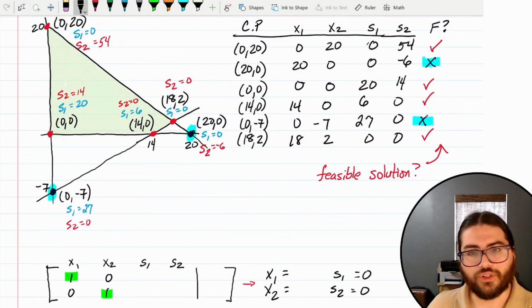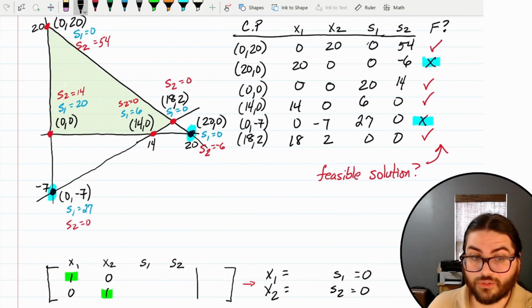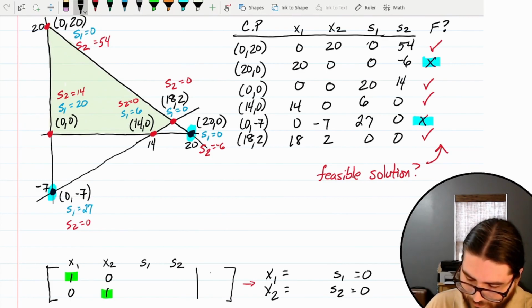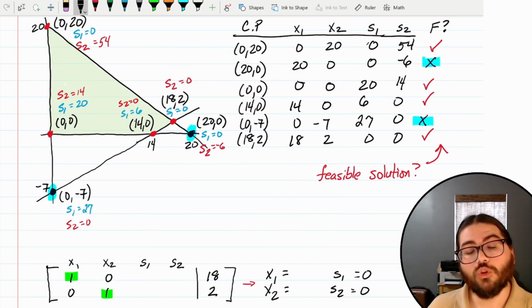Oh, I'm sorry. That'd be exactly the opposite around. X1 and X2 are allowed to be not 0. S1 and S2 are forced to be 0. So that would be 18, 2. Those numbers would show up in the matrix exactly like that.